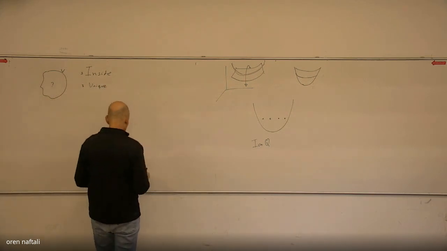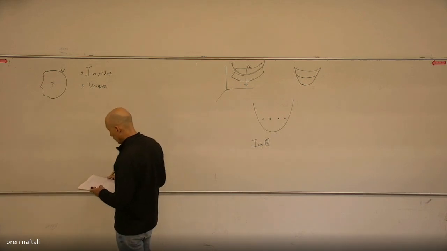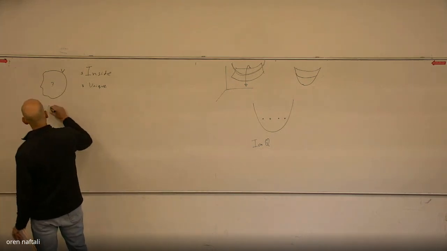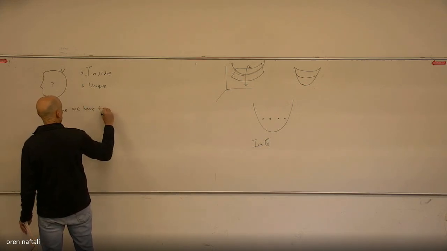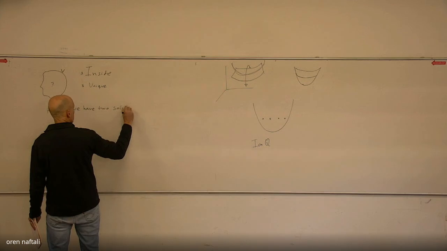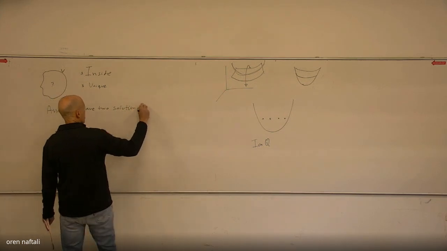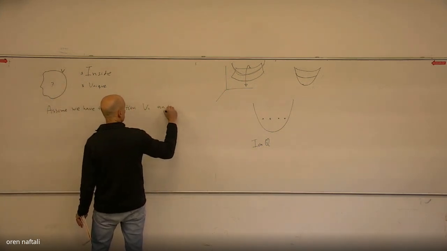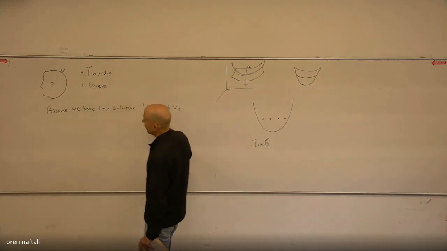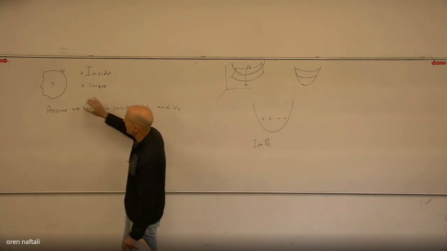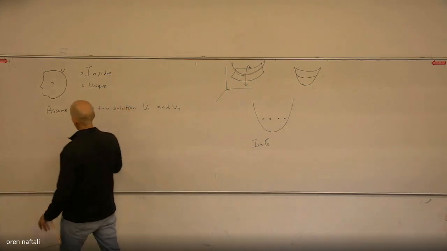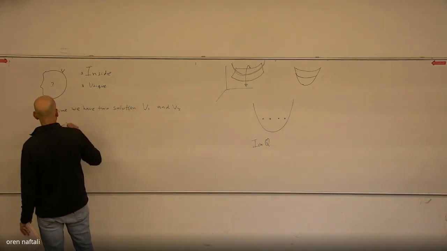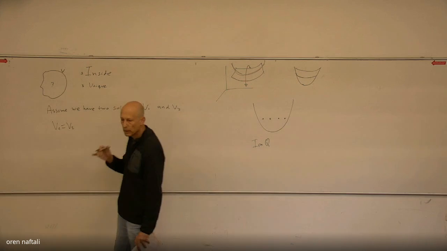So what does it mean unique? Let us assume that there are two. Assume we have two solutions. Call them V1 and V2. Again, what is the solution? It solves Laplace and the boundary condition. So now we want to show that V1 is equal to V2. That is what is meant by unique.